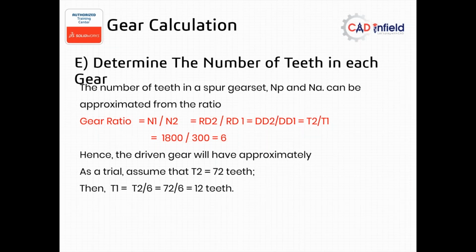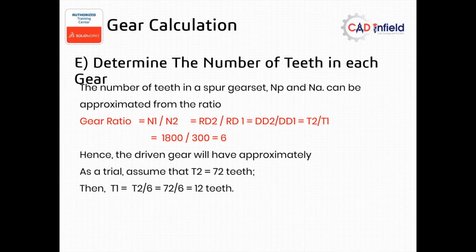Diameter and torque, and diameter and teeth, are in the same family. So diameter and number of teeth are proportional with each other. So RD2 on top side, and here also T2 at top side, RD1 at bottom side, and for teeth also T1 at bottom side. This is the proportional relationship of diameter and number of teeth.